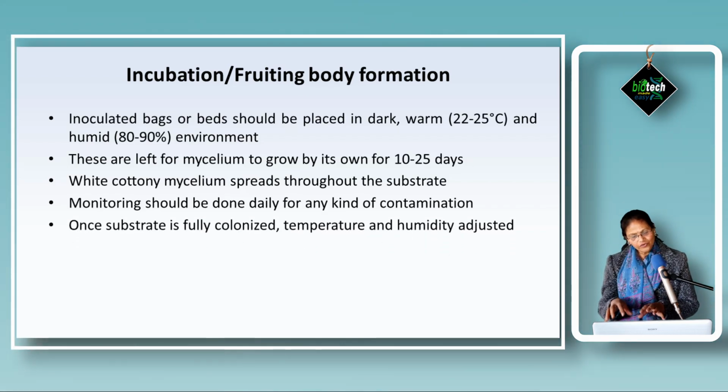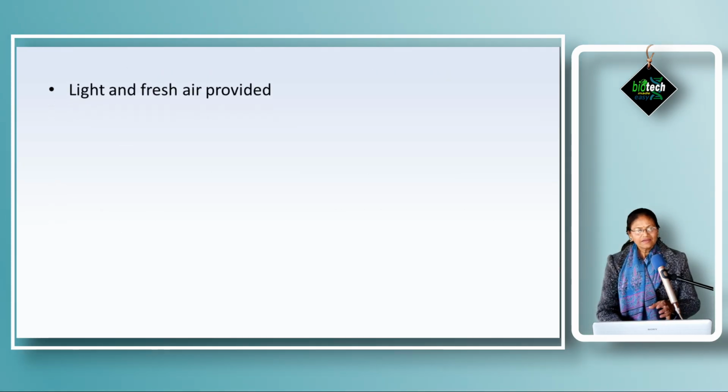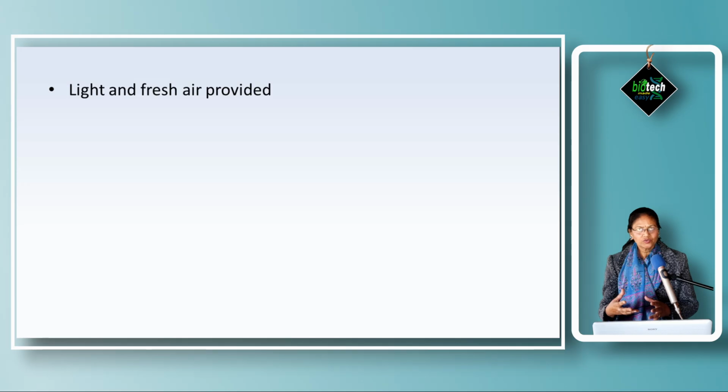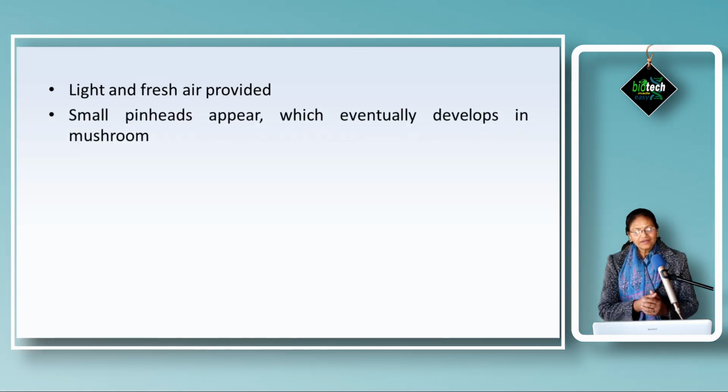Once the substrate is fully colonized, the temperature and humidity is adjusted a little bit so that the fruiting body should start. Then for the fruiting body to take place, the light should be there. As I already said, the dappled light is the best one. And here, of course, the light is needed only to trigger the fruiting body formation. Small pinheads will appear first, and eventually they will develop into the mushrooms.